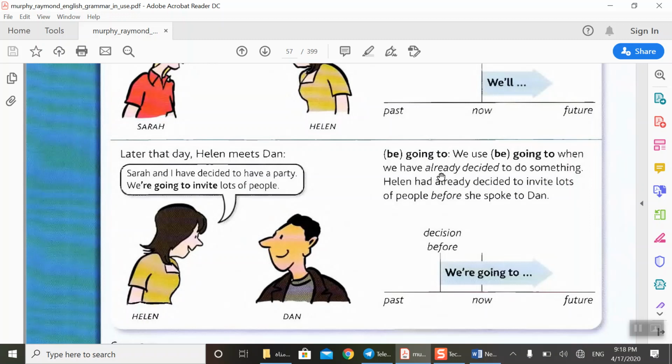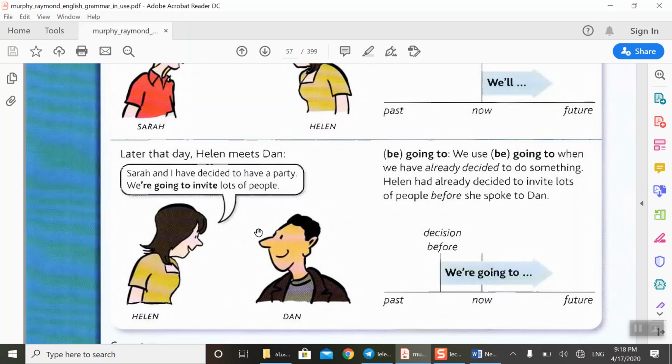Okay? تشبه الـ present continuous بالضبط. تقدر تستعمل حتى الـ present continuous ومكانه للـ future. Already arranged, already decided. Helen had already decided. يمتى قرروا هنا. See? Helen had already decided to invite lots of people before she spoke to Dan. Before she spoke to Dan, decide مثلا yesterday قرر بارحة.